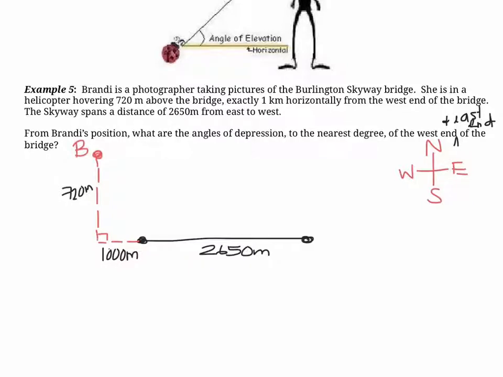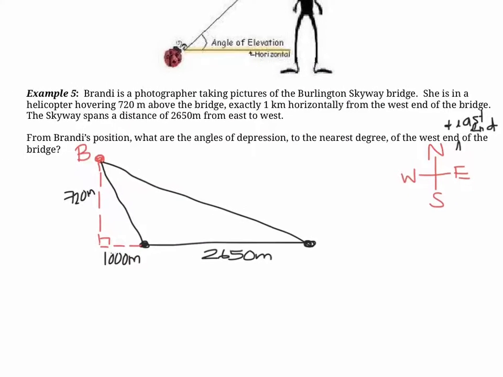We're looking for the angles of depression to the west end and the east end of the bridge from Brandy's perspective. So let's connect her line of sight to the west end and to the east end of the bridge, since that's what the question's asking for. We're going to draw a line this way and a line this way. Now what angle are we trying to find? We're trying to find the angle of depression. That makes sense because Brandy is above what she's looking down upon.